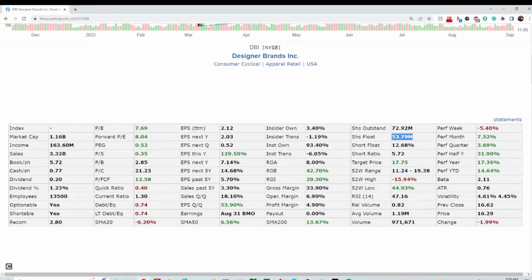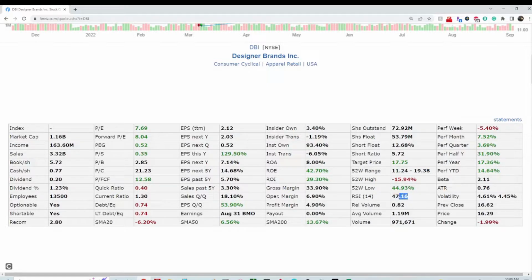Scooting on over, shares float is only 53 million. So this is a low float in terms of where we're at with sales because this company seems like a heavy hitter. So I'll show you that as well. Quite a bit of shorts going on here. That's interesting. Target price is at 17, which means analysts believe this is currently undervalued, which means it's something you want to own. We can see quite the fluctuation there. 11.24 was the 52-week low. 19.38 was the 52-week high.